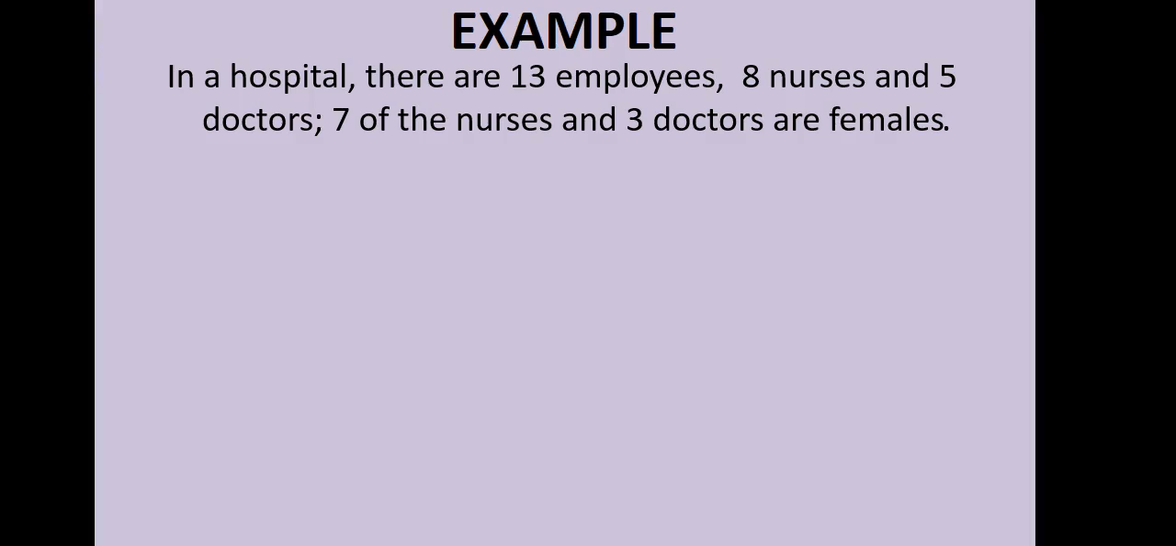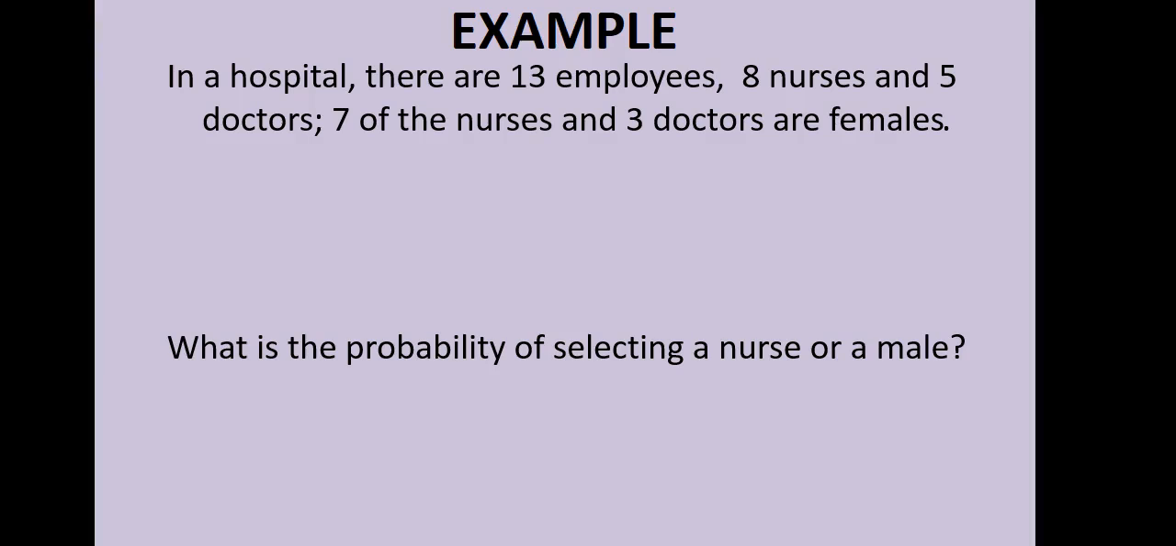In a hospital, there are 13 employees, 8 nurses, and 5 doctors. 7 of the nurses and 3 of the doctors are female. So we have a situation, we've got males and females at a hospital that work there, 13 employees, 8 are nurses, and 5 are doctors. Well, of course, you can have a nurse that is a male and a nurse that is a female. So those events can happen at the same time. Likewise with doctors. Not all doctors are males, not all doctors are females. So we could have both situations, and the situations are not mutually exclusive. So we want to know what is the probability of selecting a nurse or a male.